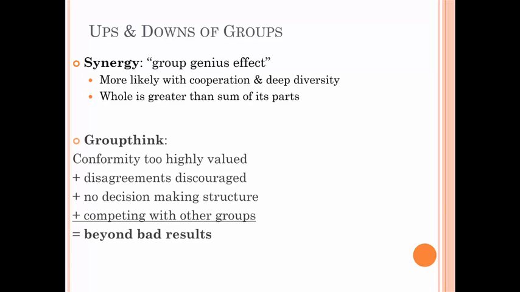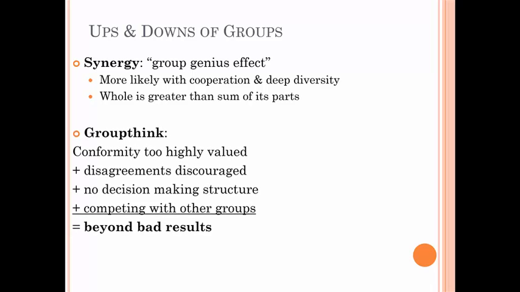A downside of groups is what we call groupthink. Groupthink is negative. And what happens with groupthink? When you have a group that very highly values conformity, they discourage disagreements, there's no set decision-making structure, and there's likely some competition with other groups, you end up with what I refer to as beyond bad results. Right? This is where you get a group together and they're on track with this idea and no one is willing, or everyone is even discouraged from, stepping back and saying, is this the right decision? Is this the right track? Are we doing what we need to be doing?